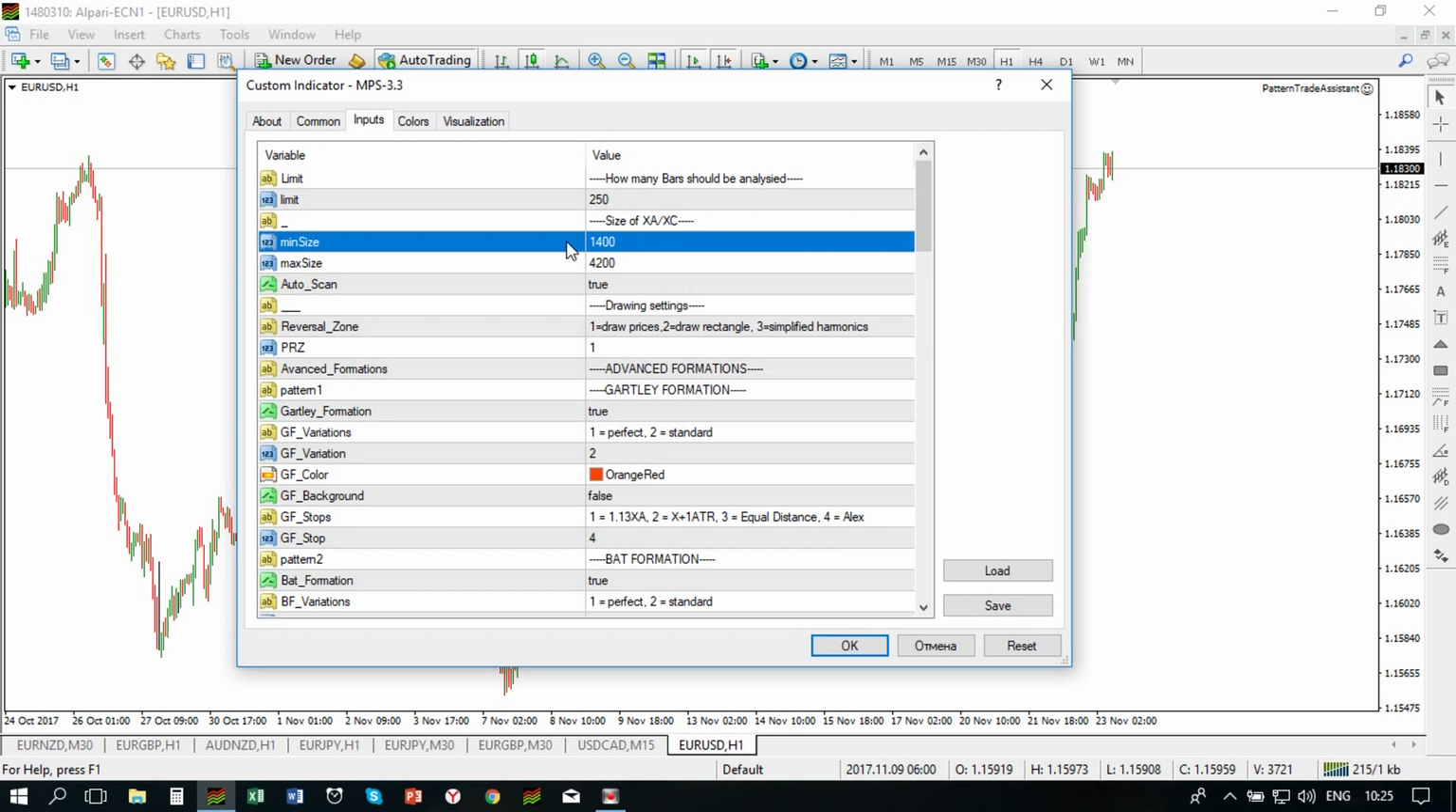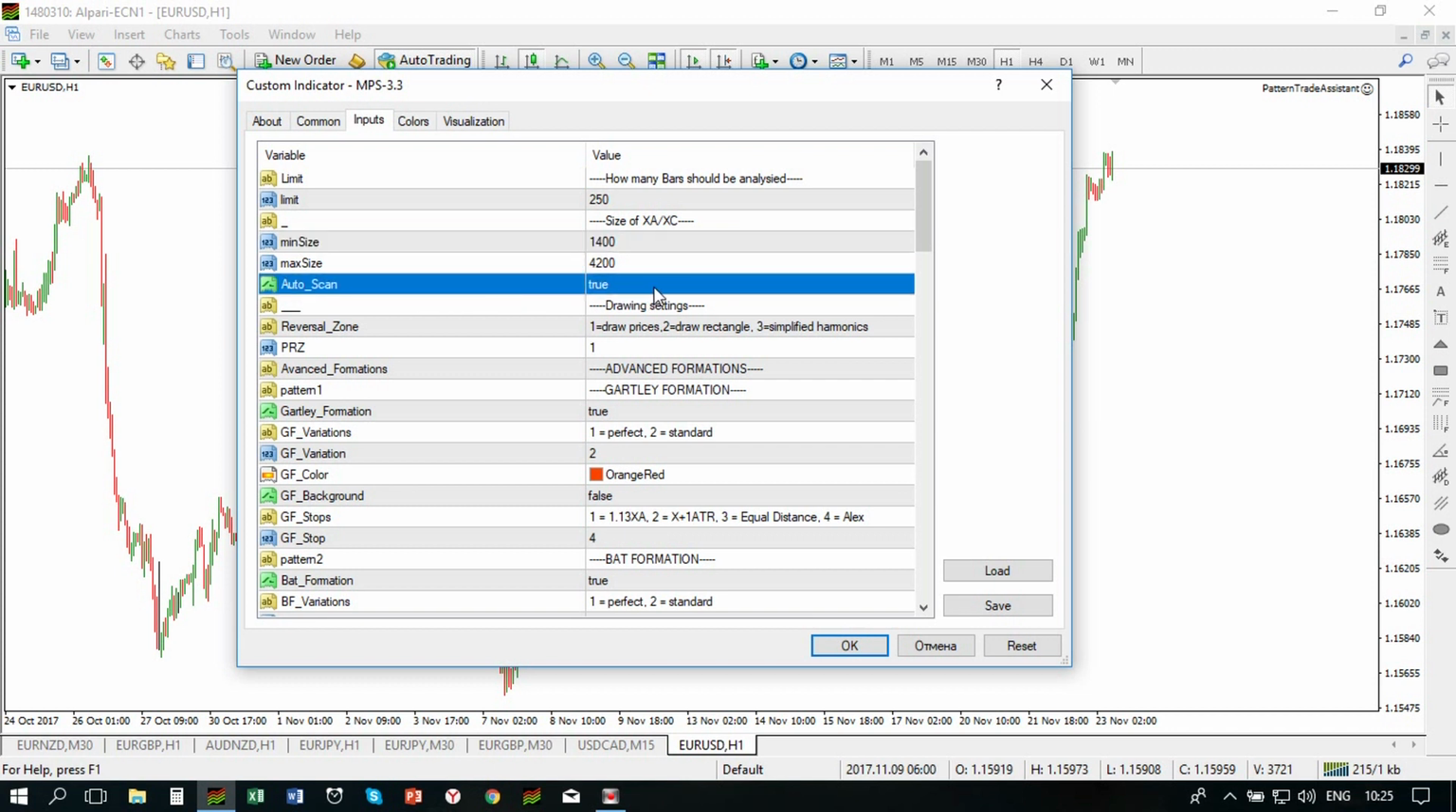So my recommendation is not the mandatory rules. You can set whatever you want. Of course, you can switch the auto scan to true and to false. If you switch that to false, you enter manual mode. I will talk about the manual mode a bit later. But if you switch that to true, the patterns will be found automatically.